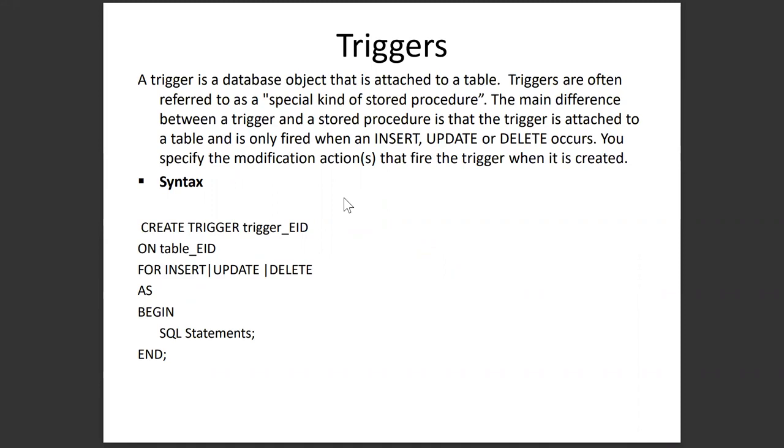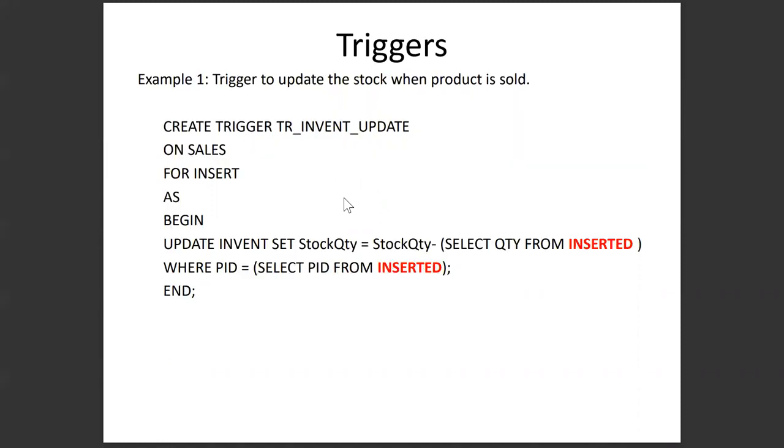Then you just write begin, the SQL statement, and then just an end. So we are creating a trigger tr inventory update on sales table for insert, whenever a record is inserted into a table as, then we begin. Then what we are trying to say is, as a record is inserted into a table, update invent set stock quantity to stock quantity minus select quantity from inserted. So we are basically, at runtime, checking whatever quantity they have inserted, and just subtracting that from the previous quantity.